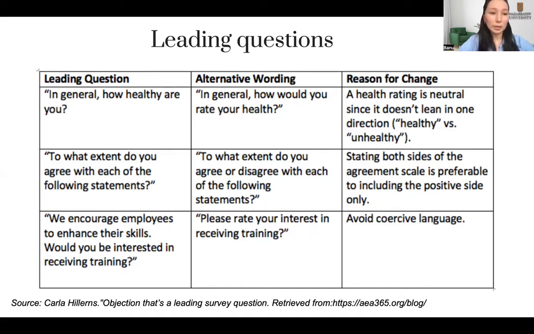Another example is, we encourage employees to enhance their skills. Would you be interested in receiving training? In this question, the first sentence should not be there. It has nothing to do with the question itself, but it can affect the respondent's answer to this question. So these are the things that we mark as a red flag, or things to avoid when writing a survey question.